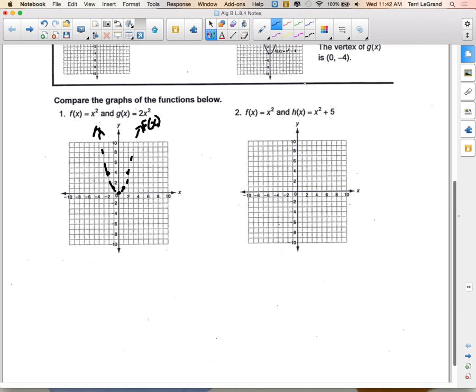Yep. Okay. So now we start looking: when x is negative 1, what do we have? 2. When it's positive 1, what do we have? 2. When it's negative 2, what do we have? 8. When it's positive 2, it is 8. Okay, there's 5 points for that one. Let's go put those on our graph. And this one will be a solid curve.